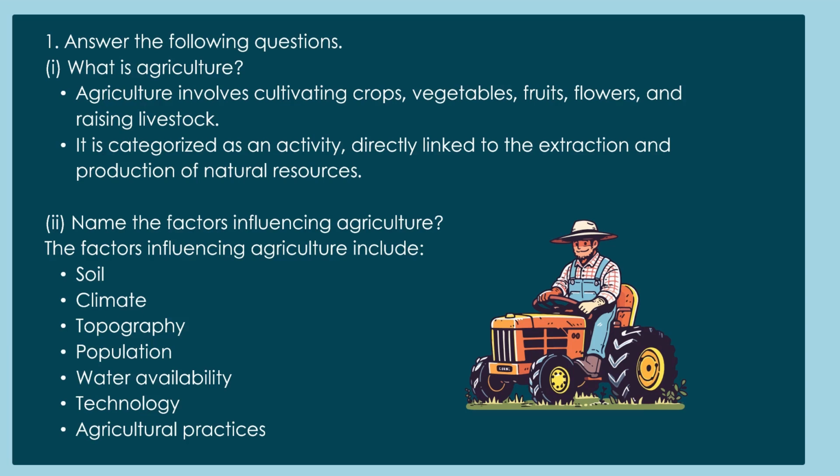Name the factors influencing agriculture. The factors influencing agriculture include soil, climate, topography, population, water availability, technology, and agricultural practices.